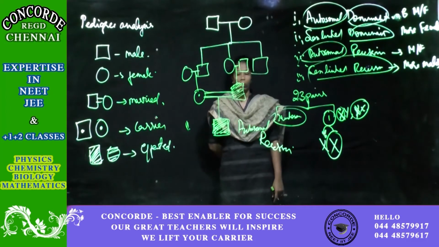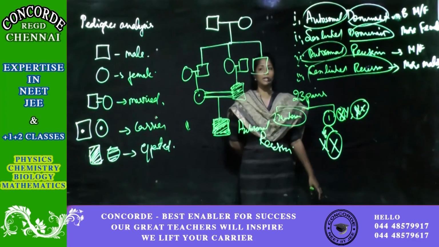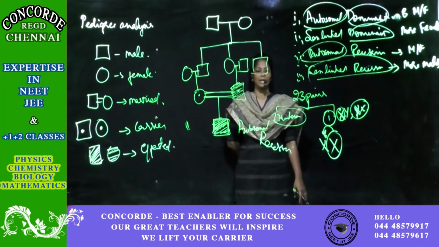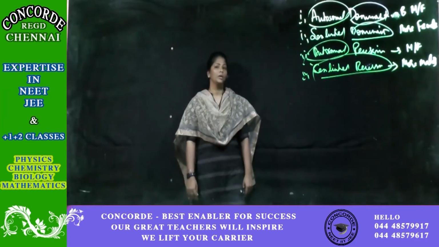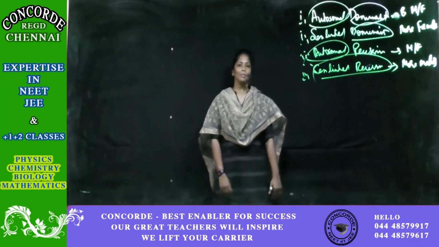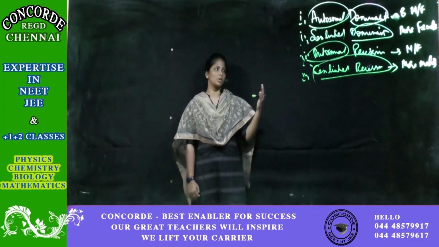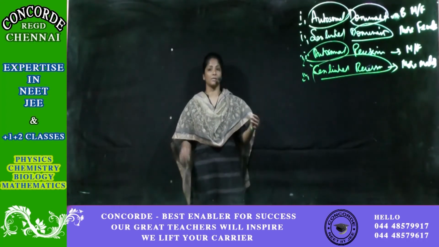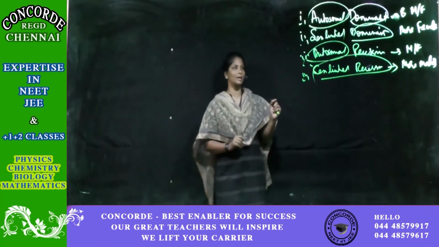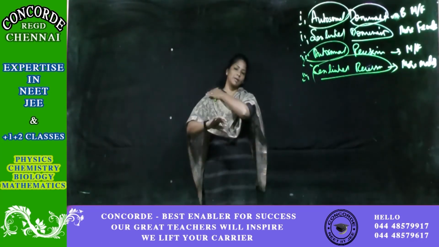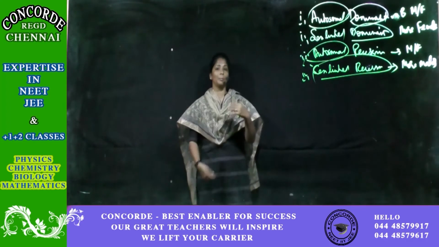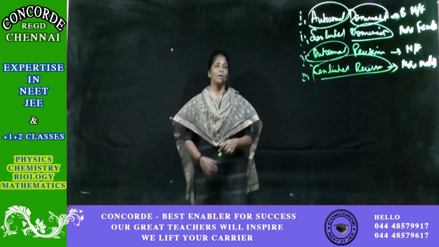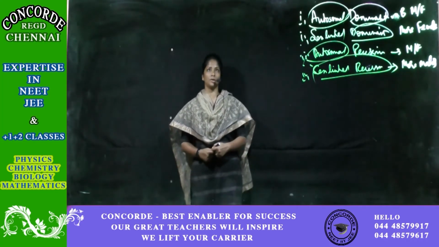Now, I'll roughly tell you some problems and let's see how it works. So now we've been seeing 4 patterns of inheritance: autosomal dominant, sex-linked dominant, autosomal recessive, and sex-linked recessive. I told you some key points to analyze what pattern of inheritance it is. Now let's quickly see some problems related to this.